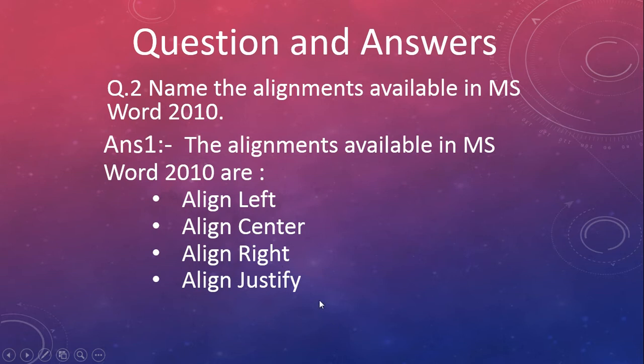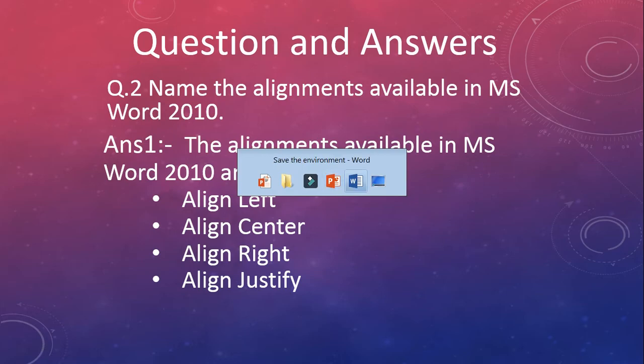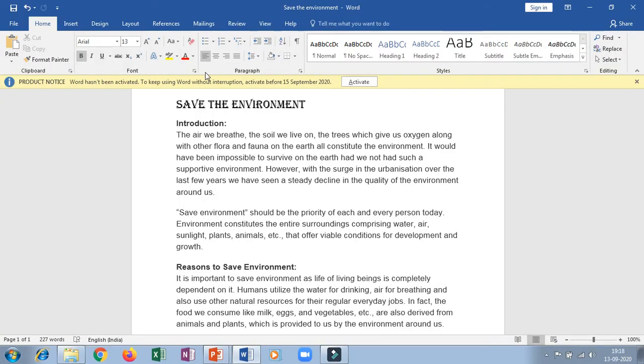So we will have a look at the different alignments. Here the alignments are present in the paragraph group. This is your paragraph group, and this paragraph group is available in the Home tab. In the paragraph group you can see the alignments. This is your align left, center align, align right and align justify. These are your 4 alignments.